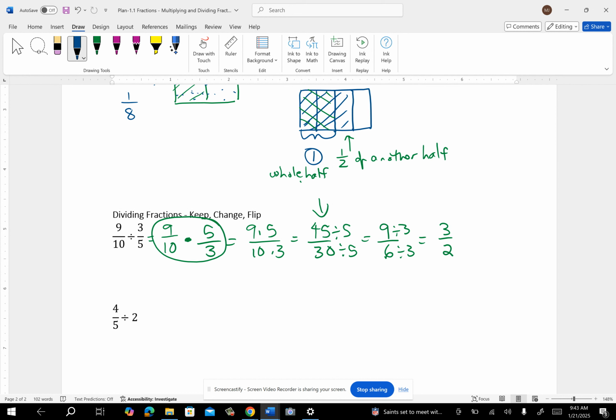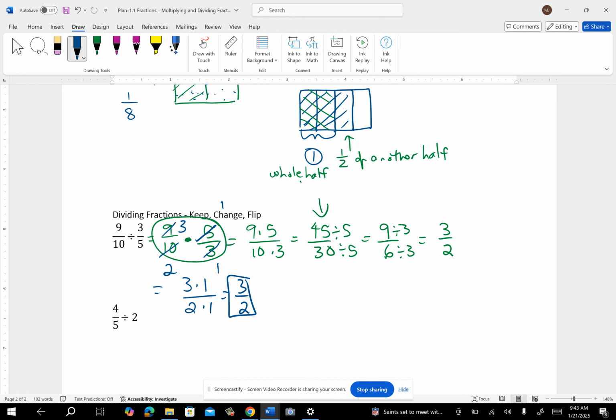Once you've done the keep, change, flip, notice there's a 5 on top, and 5 goes into 10 2 times. So 5 goes into 5 once, it goes into 10 twice. As long as you divide out the same thing, top and bottom, you're not changing the original problem. Also notice that 3 goes into 3 once, goes into 9 3 times. Then that means all you have left on top is a 3 times 1. All that's left on the bottom is 2 times 1. And you typically don't even write that. You just do it. You just say 3 times 1 is 3, 2 times 1 is 2, and you're done.